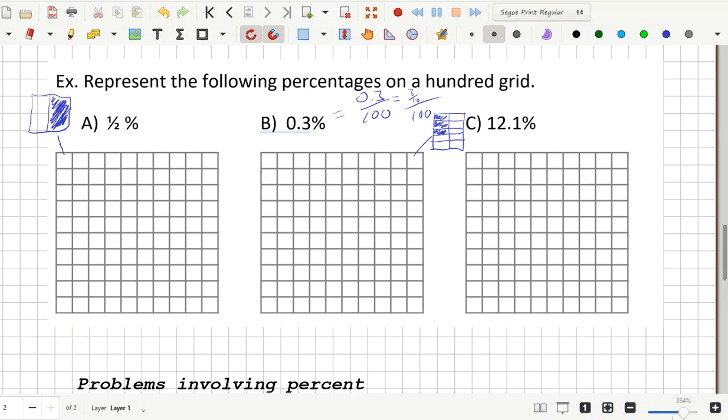So 0.3%, because it's so small, I have to take a box and cut it into 10 pieces, because I know 0.3 is 3/10. And I'm only going to fill in 3 out of 10 of those pieces of one box. So it's a very small percentage.